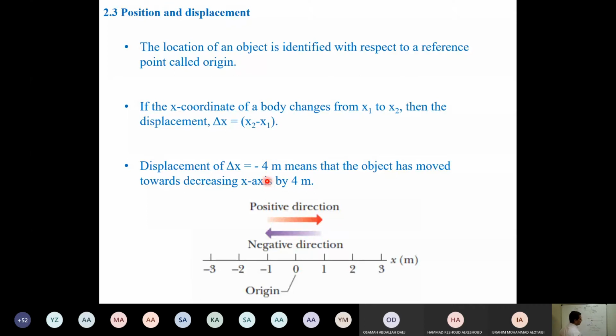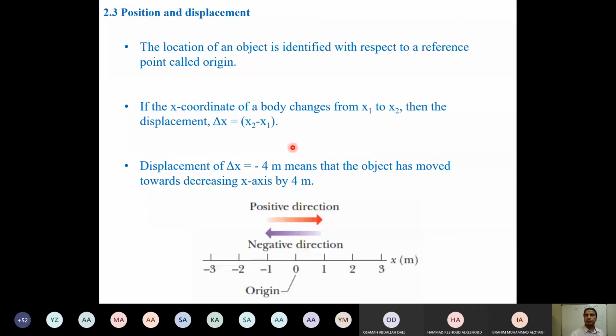I'm getting the answer. So even though the particle was still on the positive x side, it was just moving in the negative x-axis direction. That's why we are getting the negative sign here. Okay, so this will be our understanding for this kind of motion.